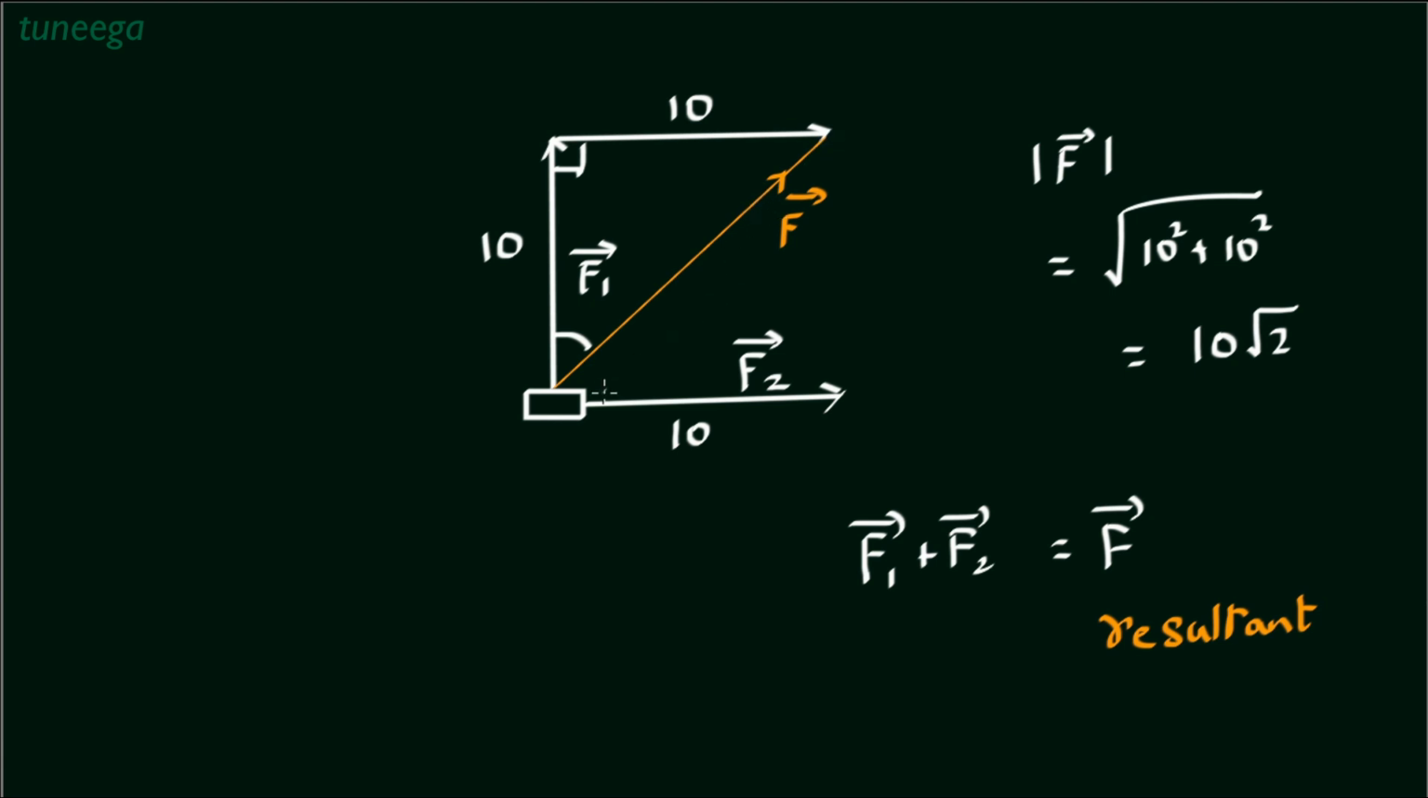And therefore, this block will accelerate in this direction. And what will be the acceleration? According to Mr. Newton, you have to take this force, 10 root 2, divided by the mass of the object. You will get the magnitude of the acceleration, which is also a vector. That vector will be in the same direction as the force. So this is an example where we add forces. When you add forces, you have to add them vectorially.